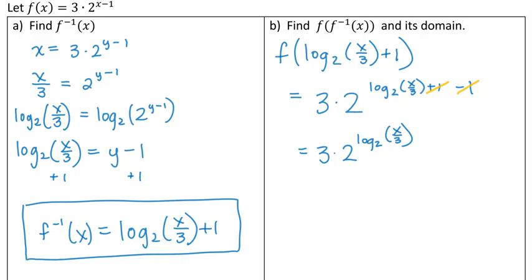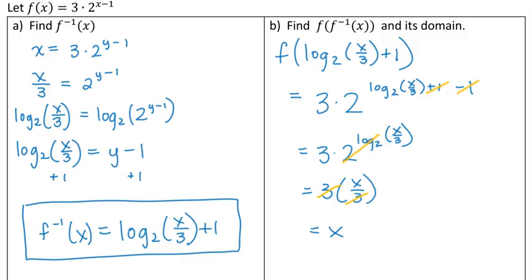So the 2 and the log base 2 are gone, and we're left with 3 times x over 3. And that x over 3 is not in the exponent anymore. That's what happens when the canceling is done. The x over 3 drops down. And then the last thing to go is we're multiplying by 3 and dividing by 3. So we just end up with x. And this one is interesting.